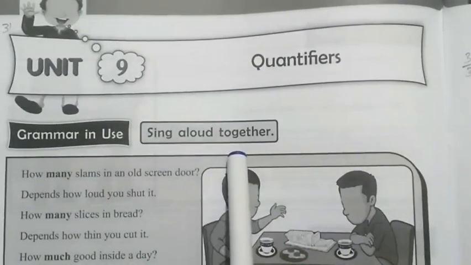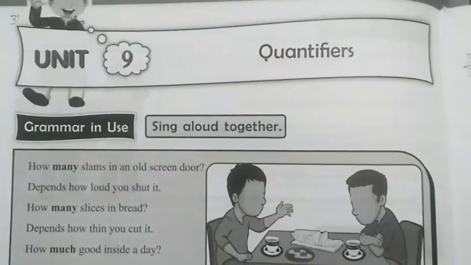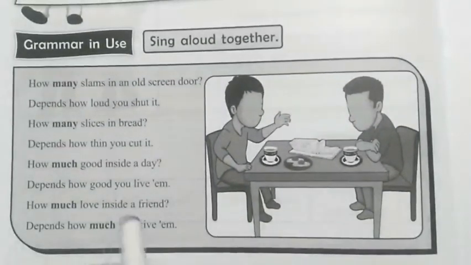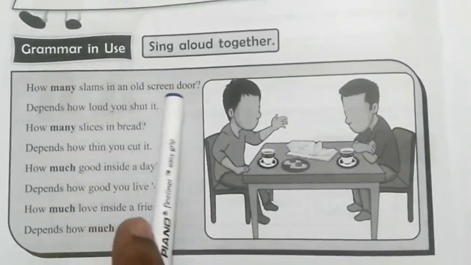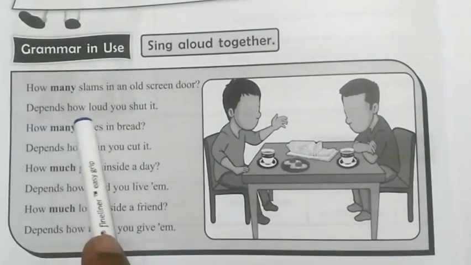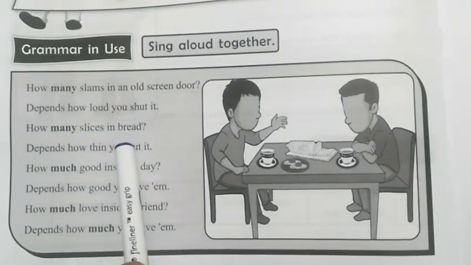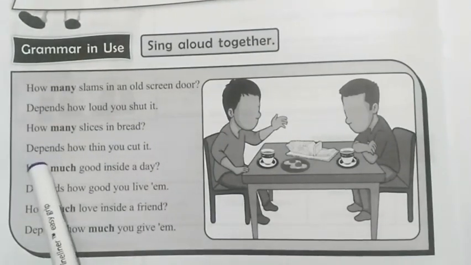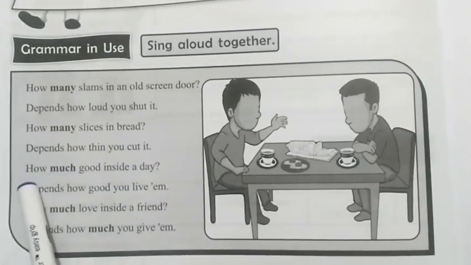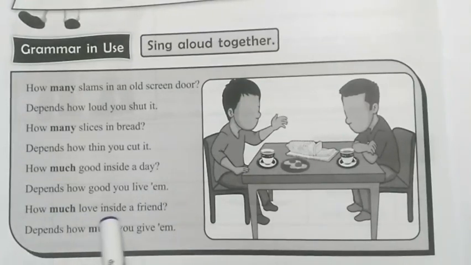Sing aloud together. Students, I will read the passage and you will read after me. How many slams in an old screen door? It's your turn. Depends how loud you shut it. How many slices in bread? Depends how thin you cut it. How much good inside a day? Depends how good you live in. How much love inside a friend? Depends how much you give him.